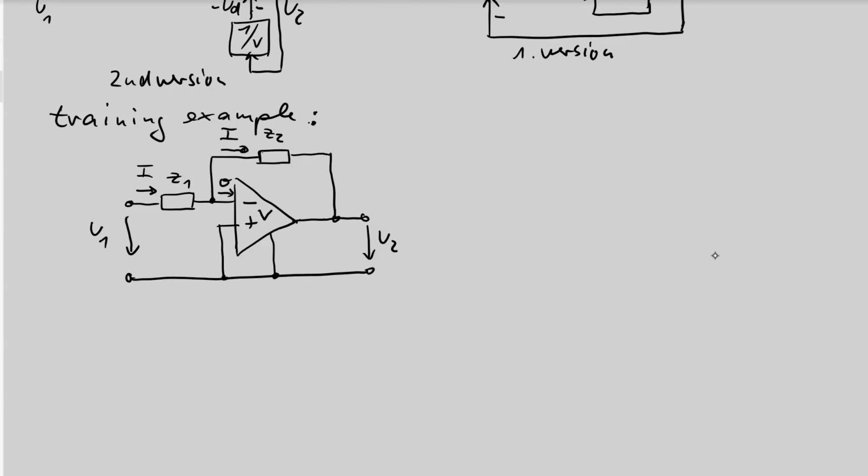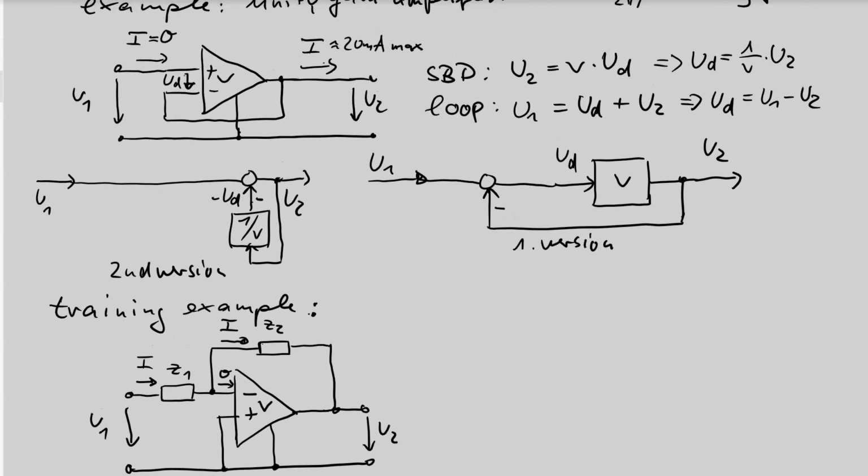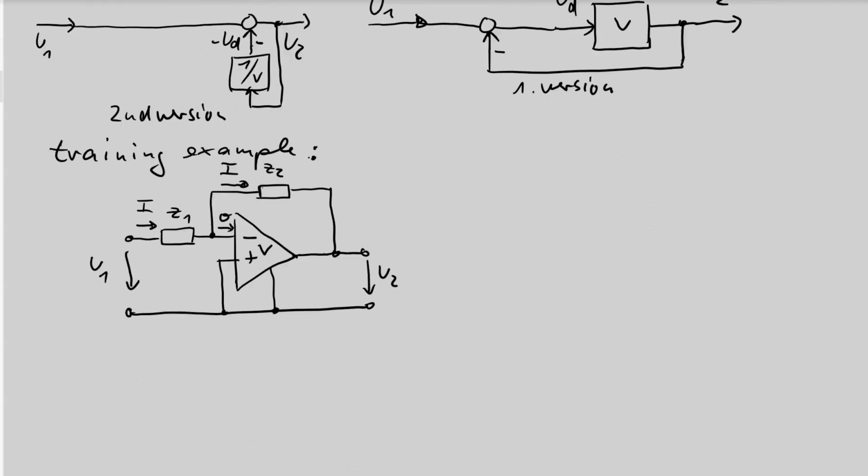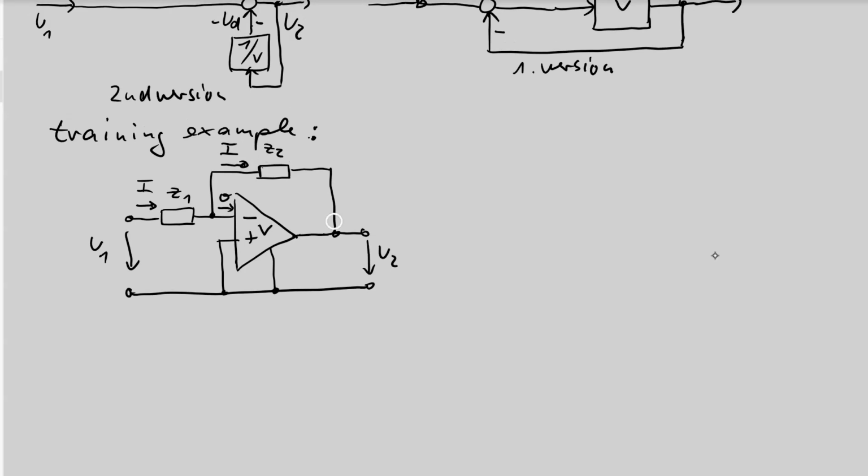To set up the signal block diagram, we need some equations. Note that the arrow of the operational amplifier input voltage always goes from plus to minus. Here you see the negative feedback goes to the negative input, so the arrow goes from plus to minus in this direction. This is UD.